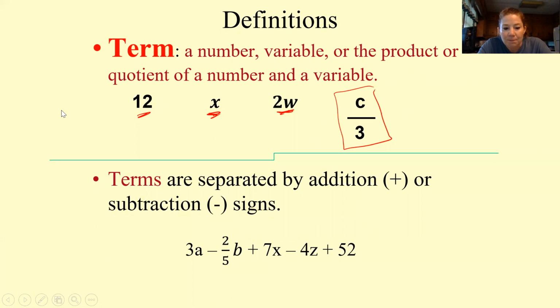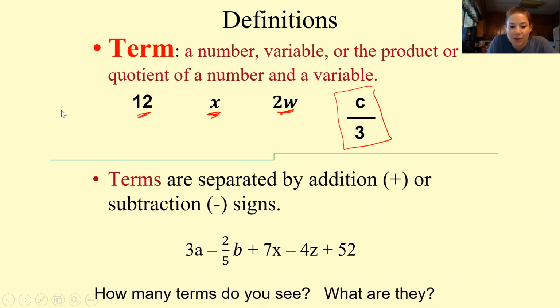So here we go. We have all this stuff. The question is, how many terms do we see? Well, let's look for minus and plus signs. So we have one there, one there, one there, and one there, right? So this is a term. This whole thing is a term. This is a term. This whole thing is a term.